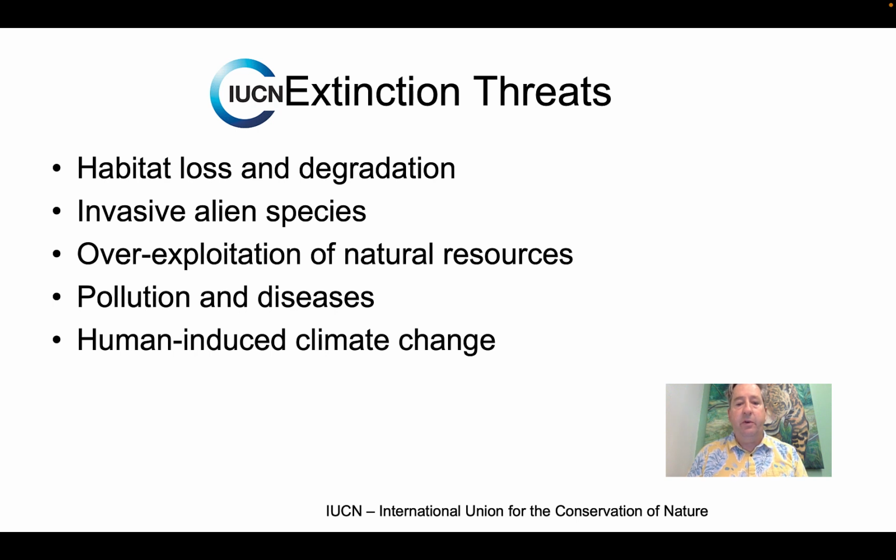So we visited the IUCN's website earlier in the semester to learn about different species that were under threat of extinction. And IUCN has a list of what they consider the major threats. And remember, the IUCN is the International Union for the Conservation of Nature. So they list habitat loss and degradation as the top problem, invasive alien species, then overexploitation of natural resources such as hunting or fishing, pollution and diseases, and then human-induced climate change. So we're going to talk about some of these and how they've led to species going extinct in the past.